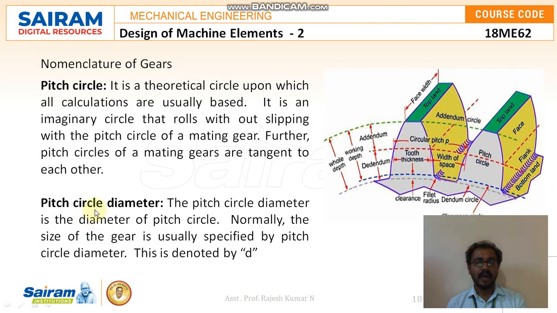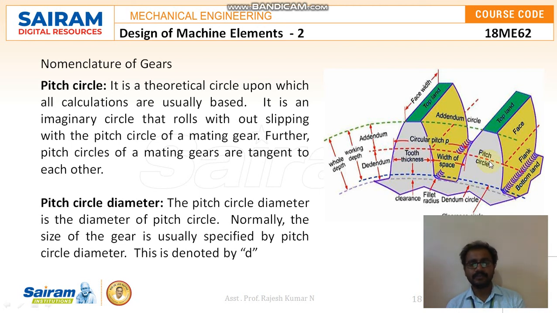The pitch circle is a theoretical circle upon which all calculations are usually based, and it is an imaginary circle that rolls without slipping with the pitch circle of your mating gear. Further, the pitch circles of your mating gears are tangent to each other, and you can see this here as I move my cursor to the pitch circle. It is a theoretical circle upon which all calculations like addendum circle, dedendum circle, working depth, or whole depth are based. We cannot see this pitch circle in practical conditions because it is an imaginary circle.